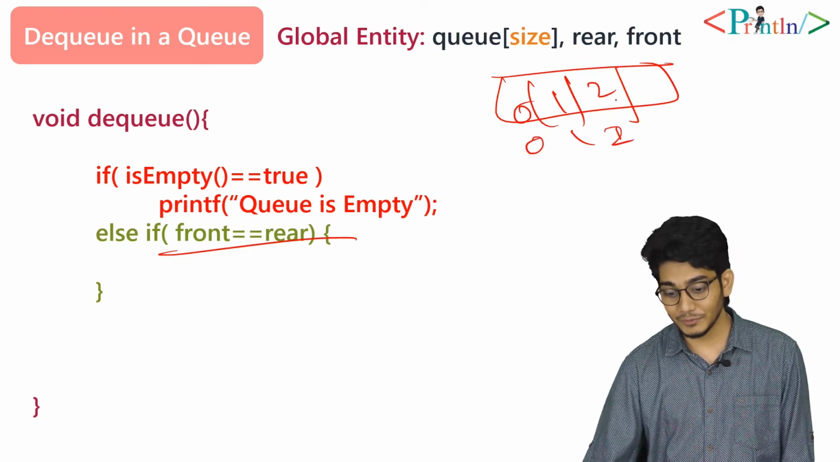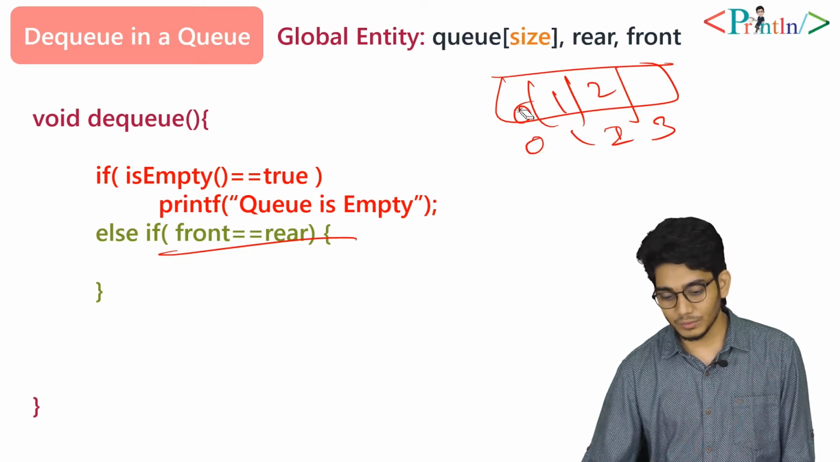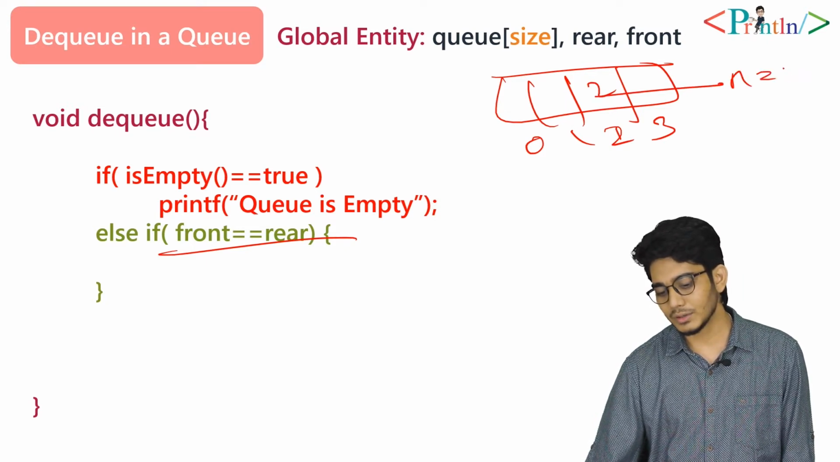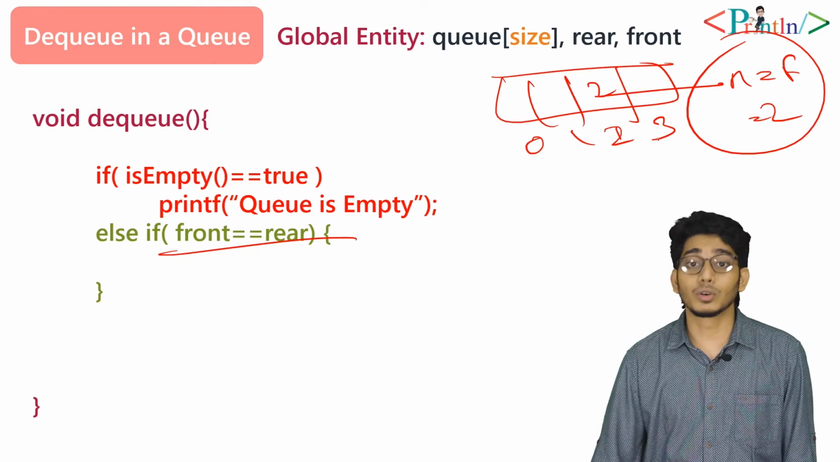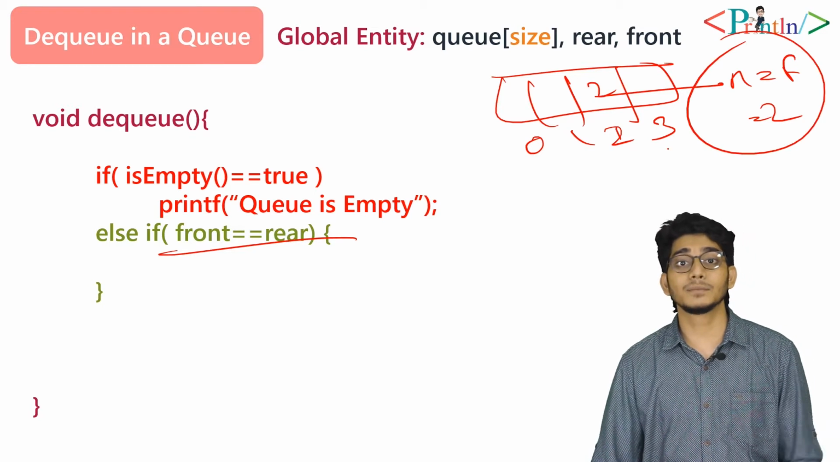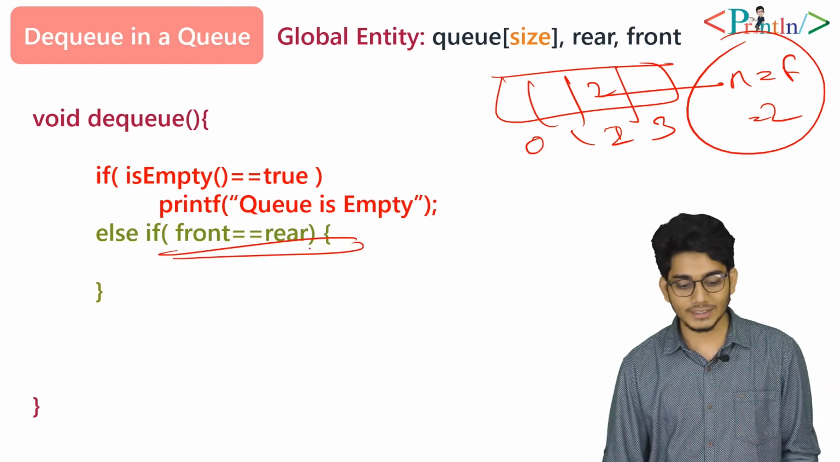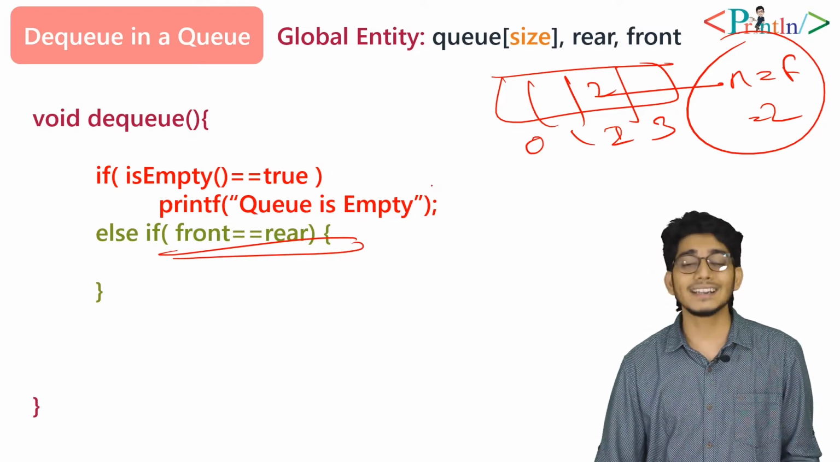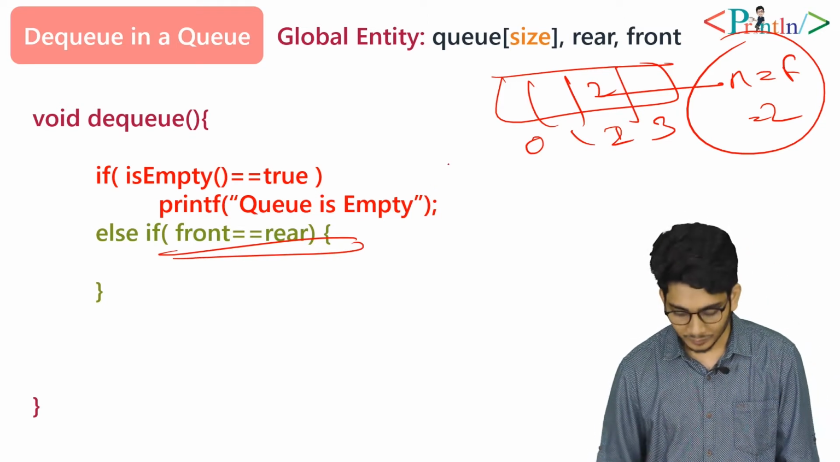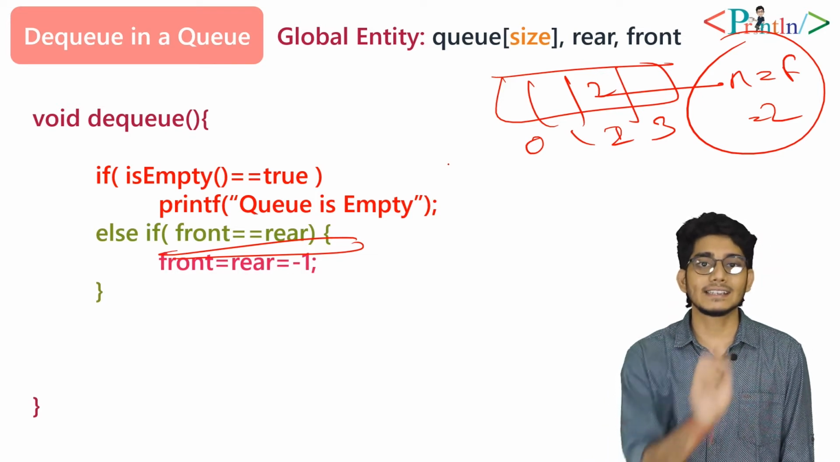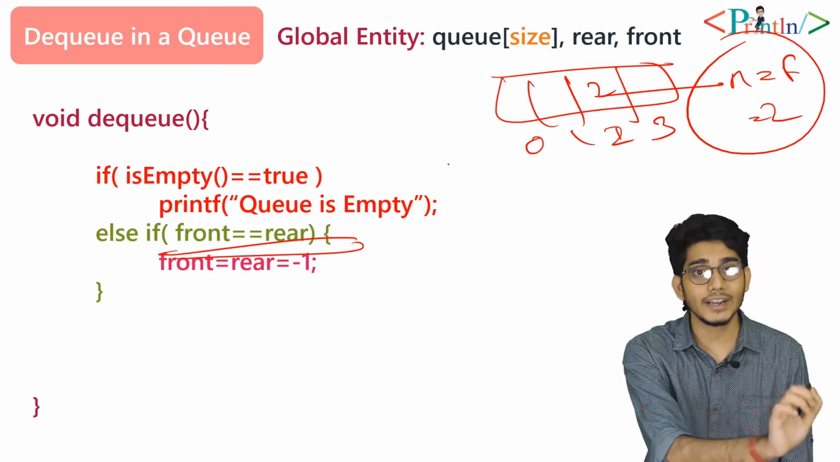So this is the value we have. We have deleted this value, we have deleted this value. Now rear equals front equals 2. So it means our rear and front both are pointing at the second position. If both are pointing at the same position, then it means we have only one value within our queue. We'll just set our front equals to rear equals to -1.